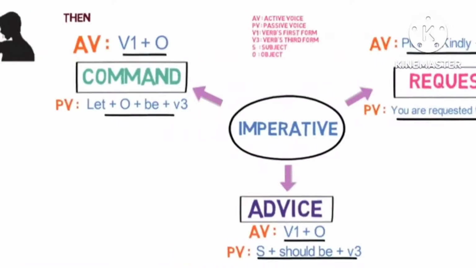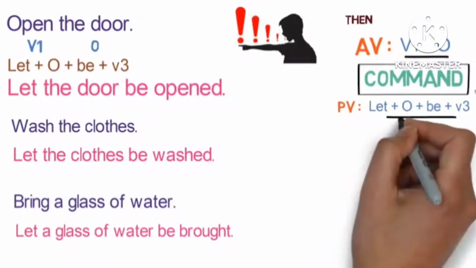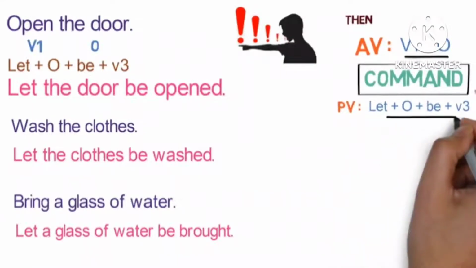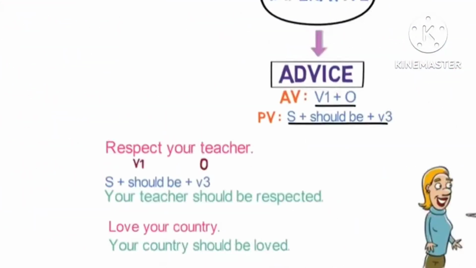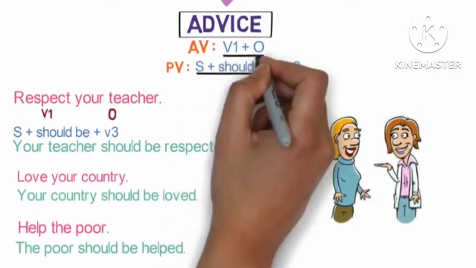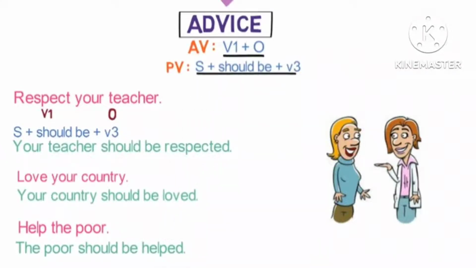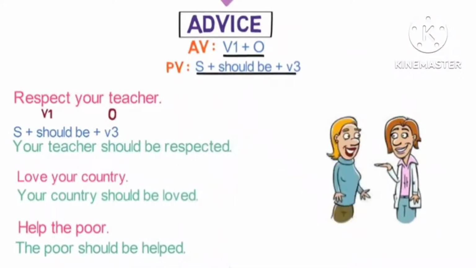In case of imperative sentence having command, the structure of active voice is verb's first form plus object. Converting it to passive form, the structure becomes let plus object plus be plus verb's third form. And these were some of the examples of it. In case of imperative sentence having advice, the structure of active voice is verb's first form plus object. Converting it to passive voice, the structure becomes subject plus should be plus verb's third form. And these were some of the examples of it.